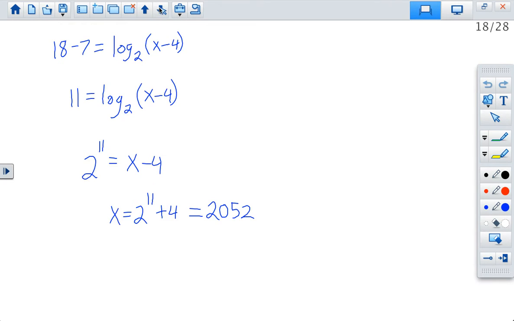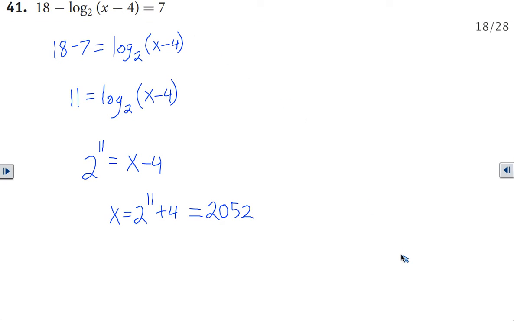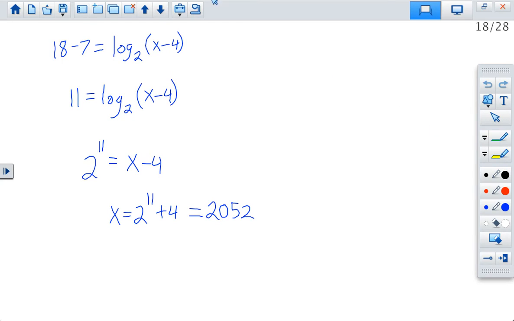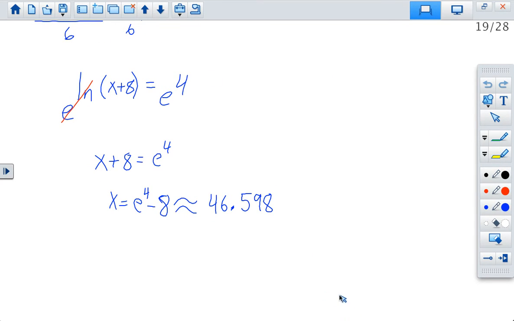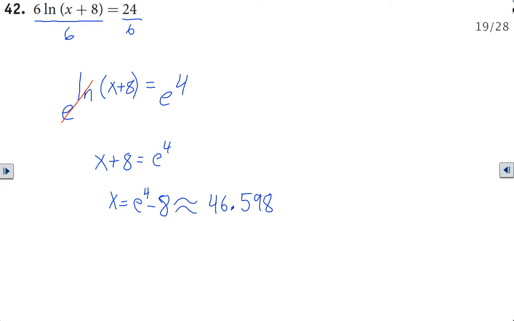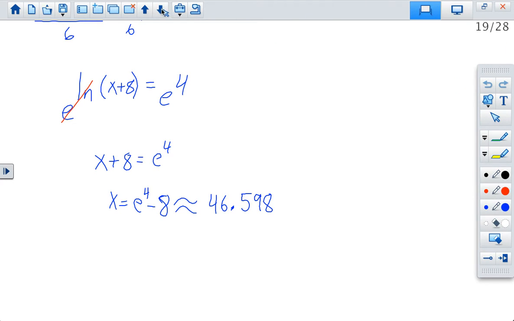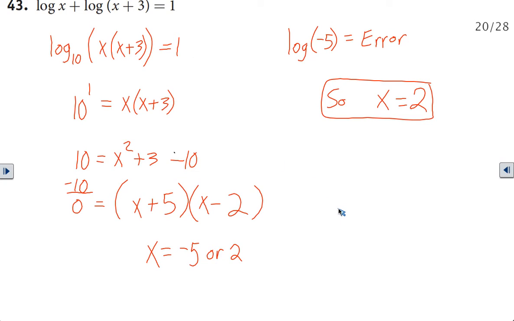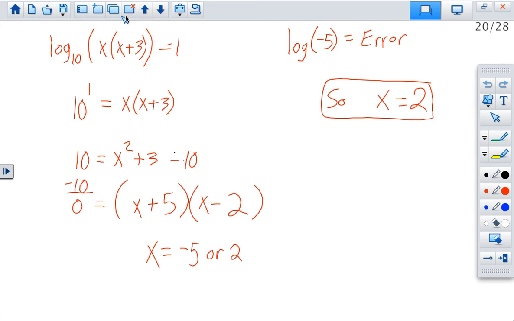And again, all the work is worked out. Here's 41. And 42. Yes, I can count most of the time. And here's 43. Well, notice right here we had two options or 2 answers, but when we plugged -5 in, we ended up with an error. So the only one that actually works is 2.